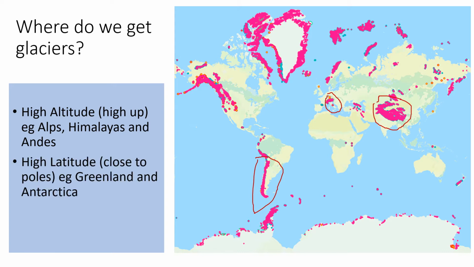The other pattern is high latitude. That means close to the poles. For example, Greenland is very close to the poles, and Antarctica is close to the pole. Okay, so we get glaciers at high altitude and high latitude. The linking factor is that these are both cold areas.